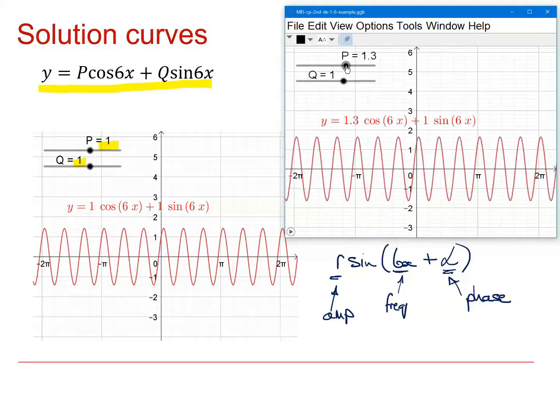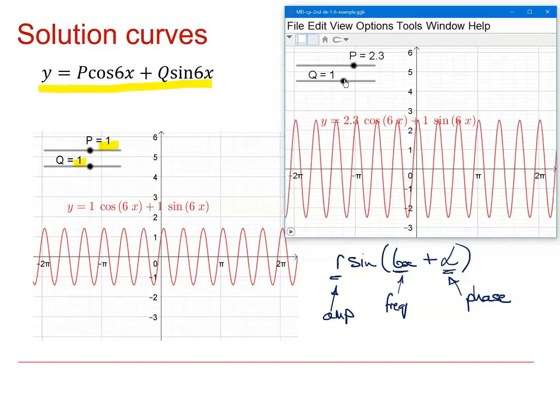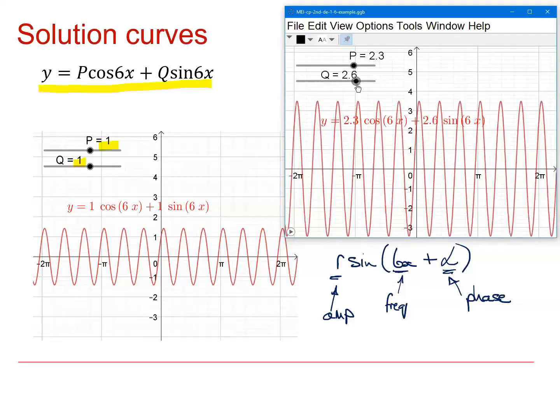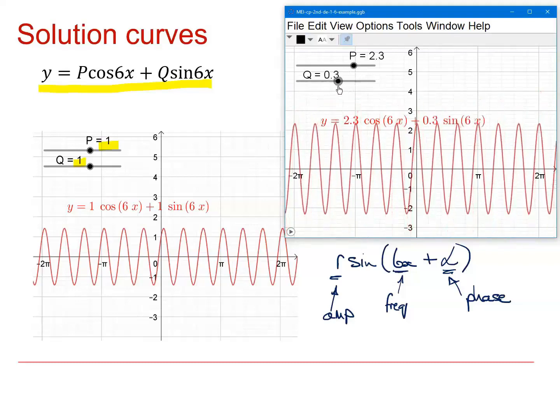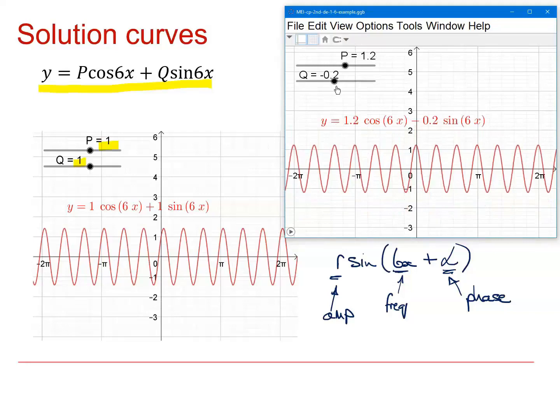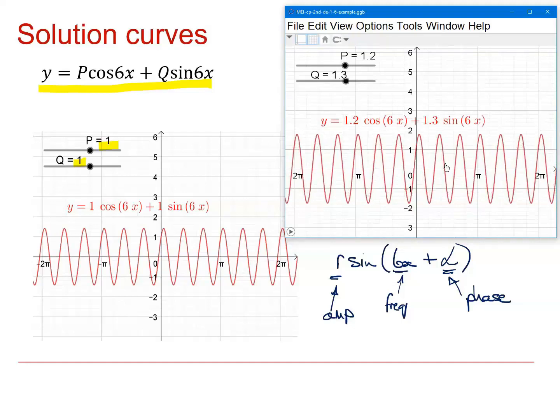And as I start to alter P and Q, you'll notice two things change. Firstly, the amplitude of the motion changes, so it gets bigger or smaller depending on the absolute sizes of P and Q. And also you'll notice that the wave is being translated either to the left or to the right along the graph as that happens. And this is always a sine type curve with a 6x in it, so it's always oscillating 6 times.